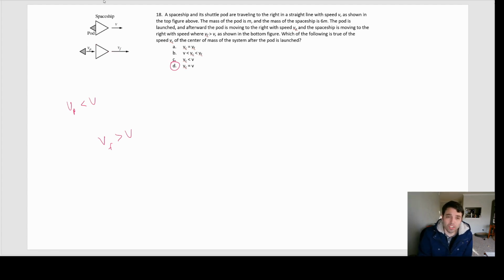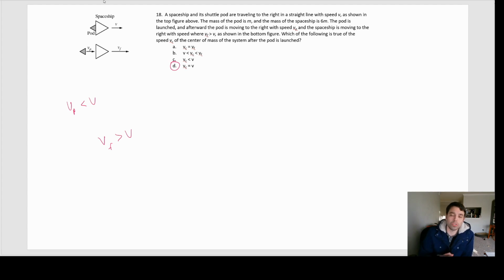So where's the center of mass? It's going to be somewhere in the middle, closer to the spaceship because it has 6 times the mass. But it still has to go the same speed, because it's got to maintain that position in the middle of all the mass. There's 6 times the mass in front of it and some mass behind it, but it's going to stay in that same position.